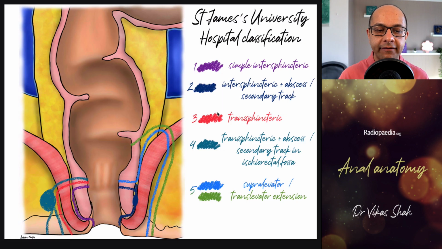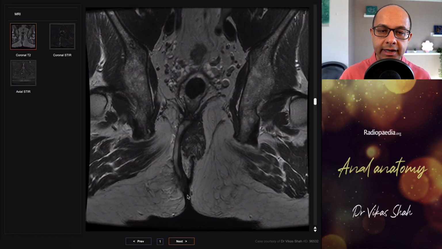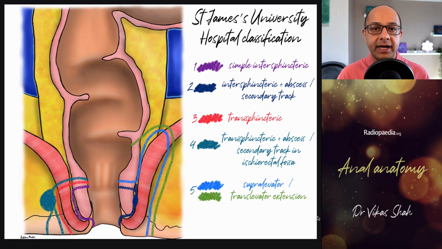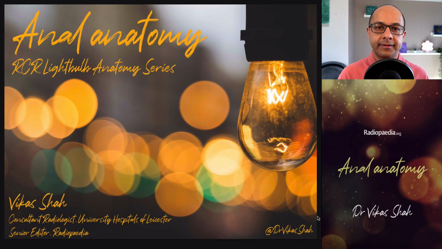And then finally 5 is either when there's supralevator extension or translevator extension of a fistula tract. So this coronal image here shows a tract which extends from the skin all the way up the ischioanal fossa and then just diving into the lowest portion of the levator muscle just above the top of the external sphincter to an internal opening. So that would just about be graded as a grade 5. So that's the St. James's University Hospital classification of anal fistulas. Thank you very much.